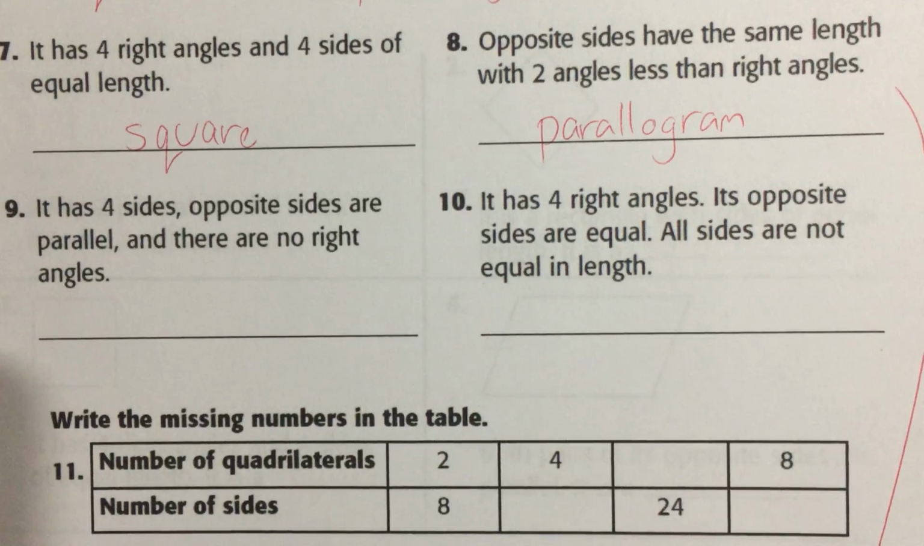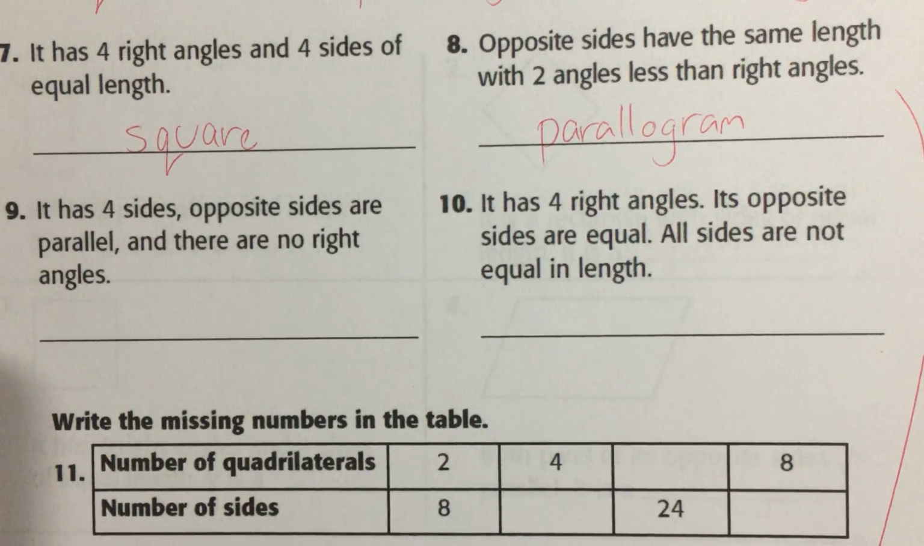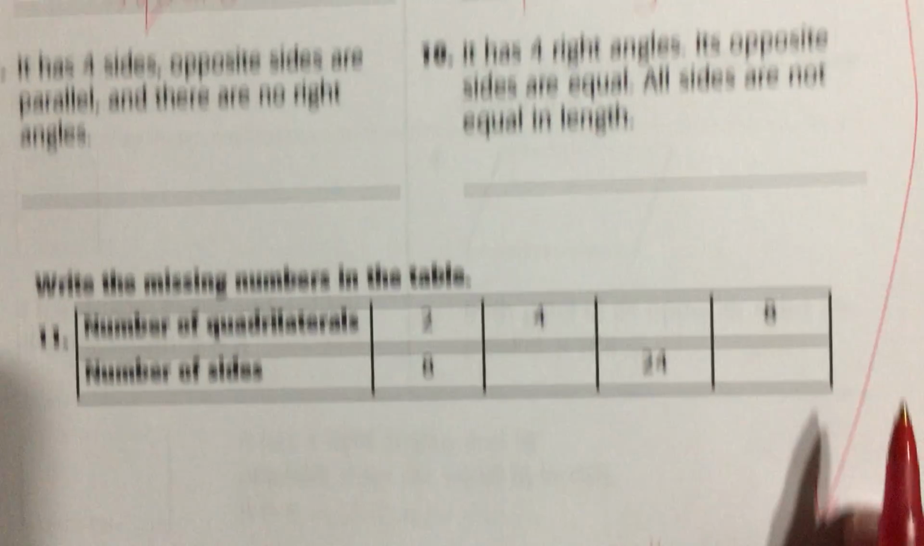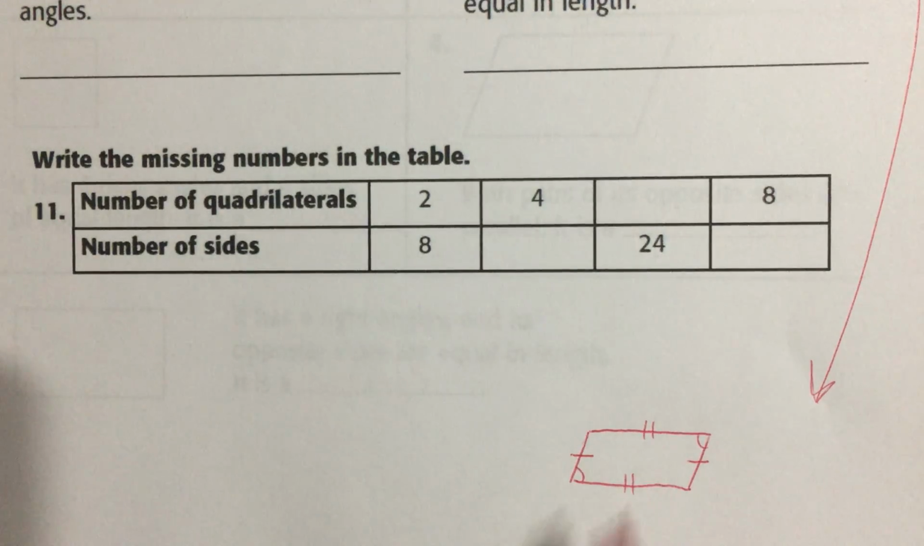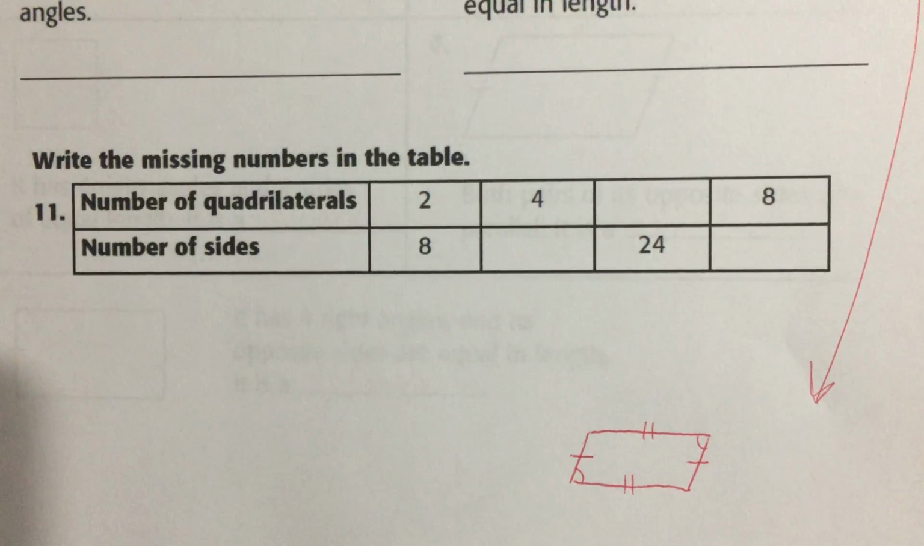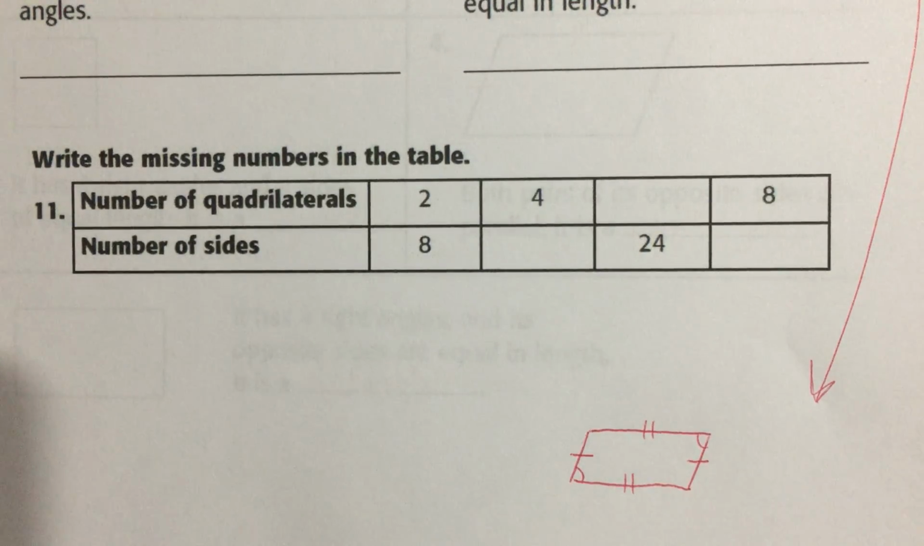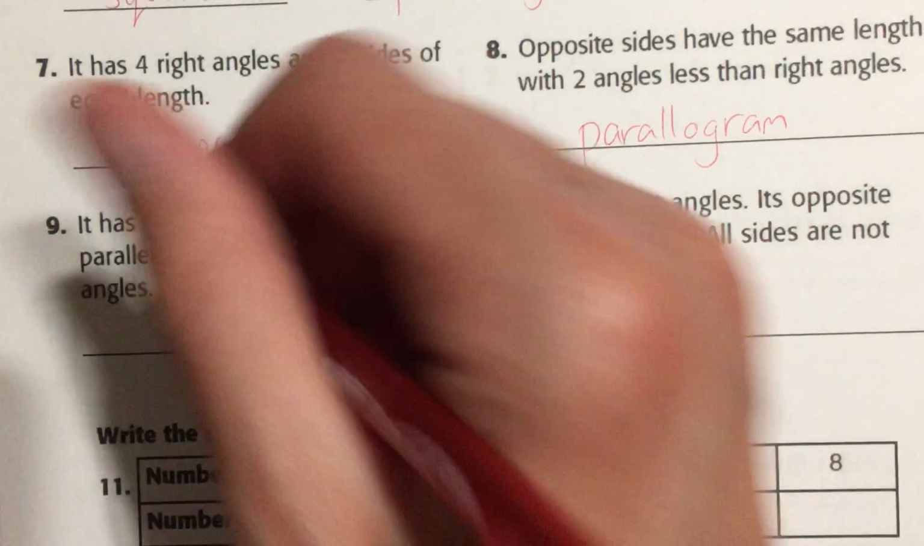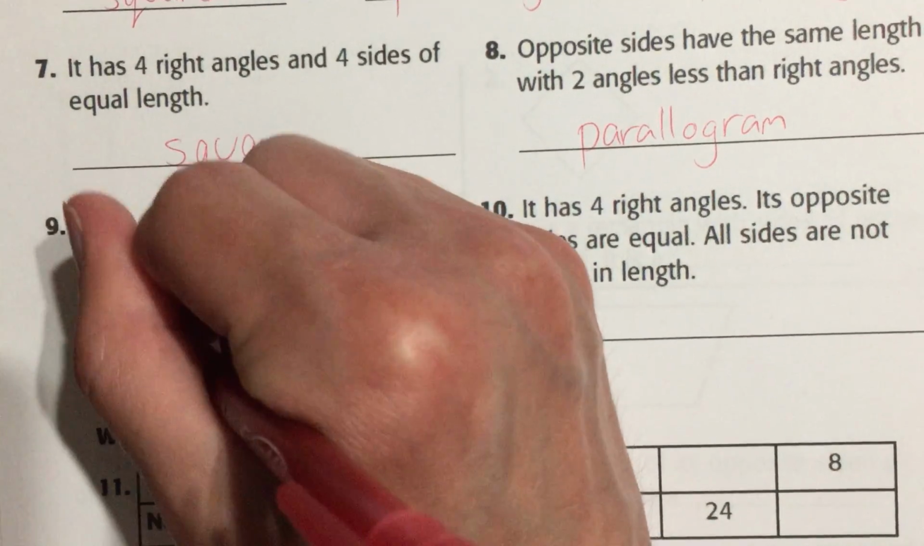Number 9, it has 4 sides. Opposite sides are parallel, and there are no right angles. Well, once again, that sounds kind of like what I drew down here. It's got 4 sides. Opposite sides are parallel, not angles. And there are no right angles. Well, there's no right angles in that one either. Well, we're going to call number 9 a parallelogram as well.